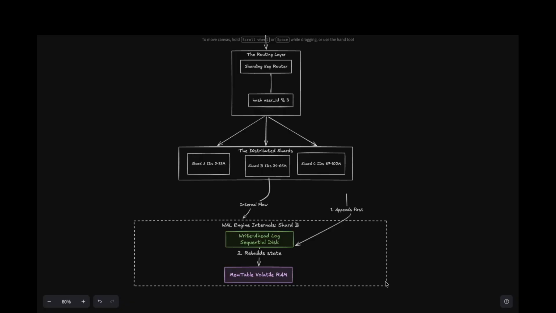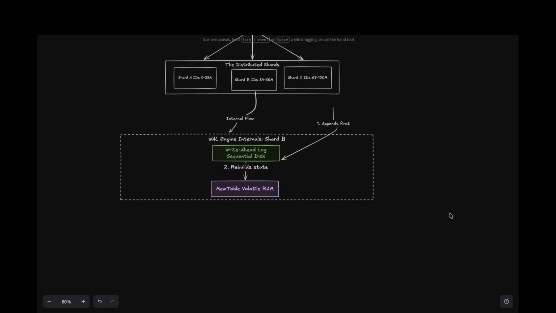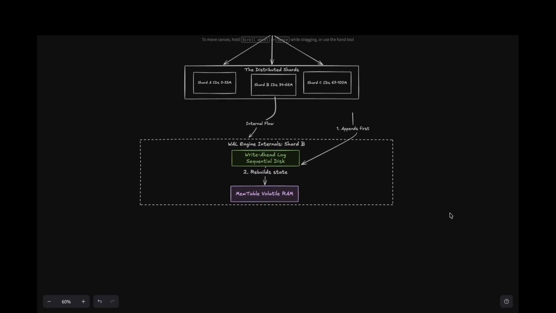Once the transaction is appended to the WAL, the database acknowledges the success to the application. If the server experiences a catastrophic crash before updating its memory, the data is perfectly safe. Upon reboot, the database simply reads the write-ahead log from the exact point of failure, replays the transactions in sequential order, and rebuilds the memory state perfectly. Zero data loss. Maximum throughput.